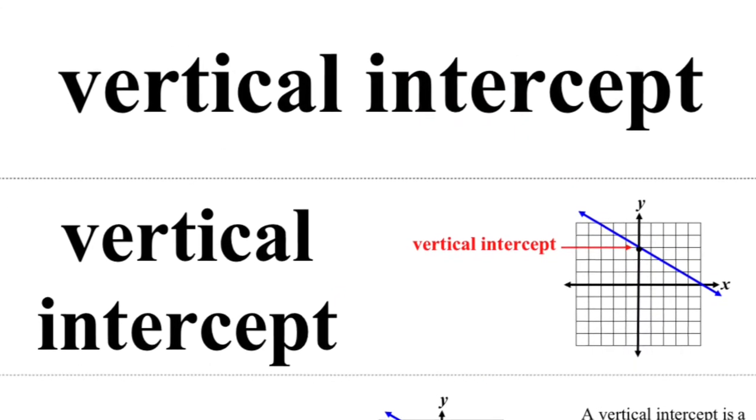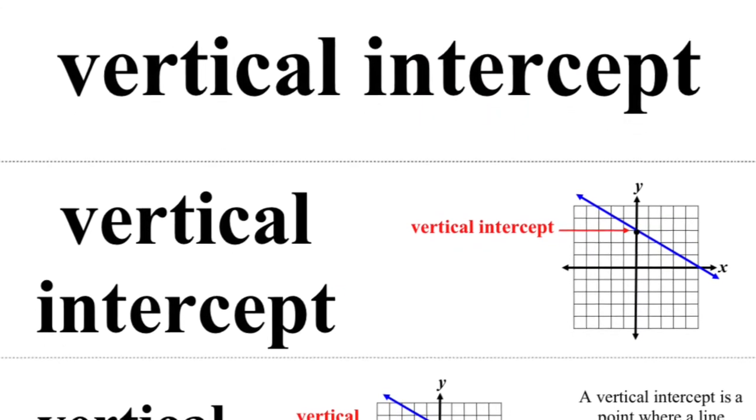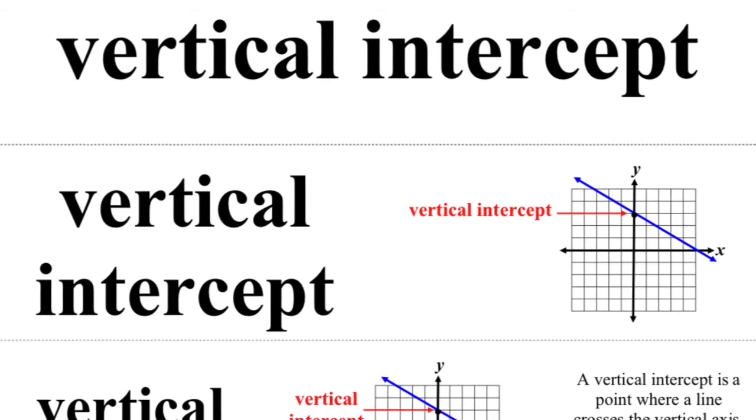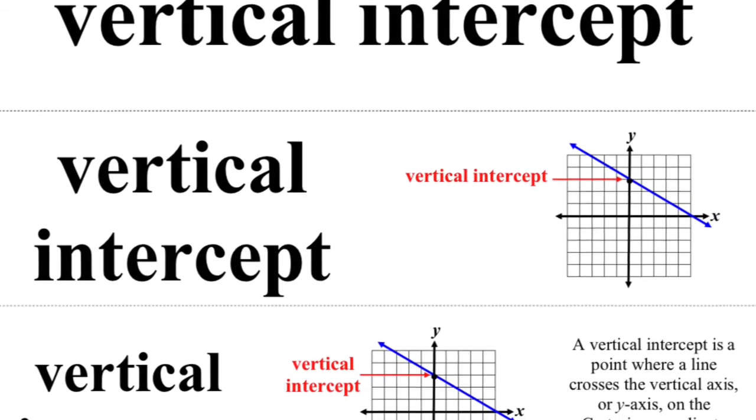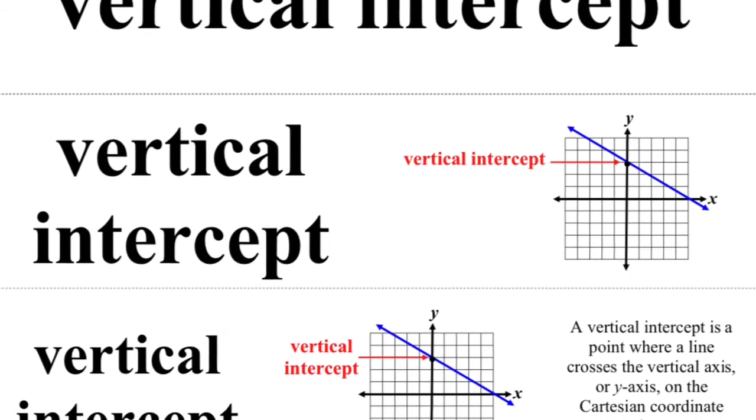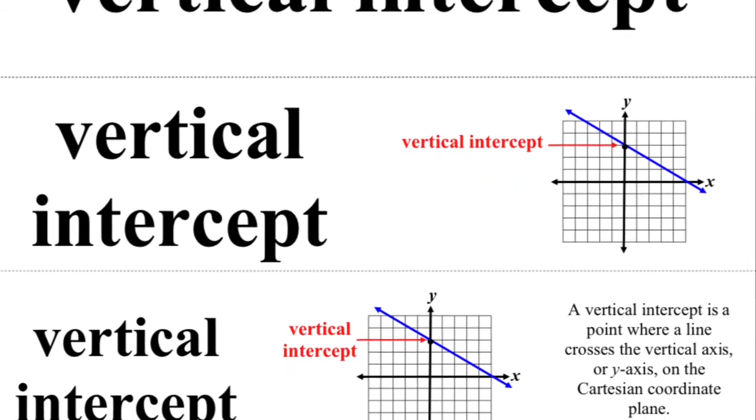The vertical intercept, also known as the y-intercept, is the spot on the coordinate plane where your line goes through the y-axis. It's represented by a b in slope-intercept form.